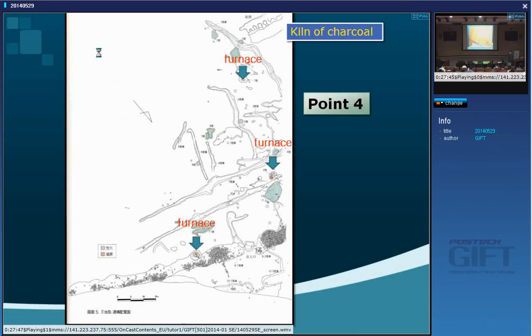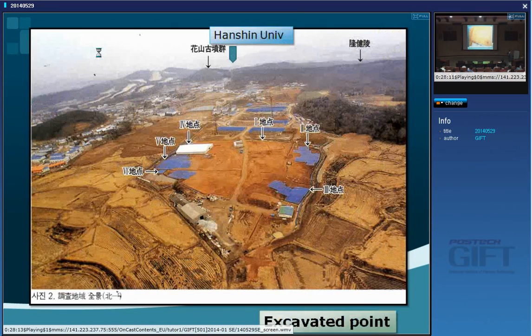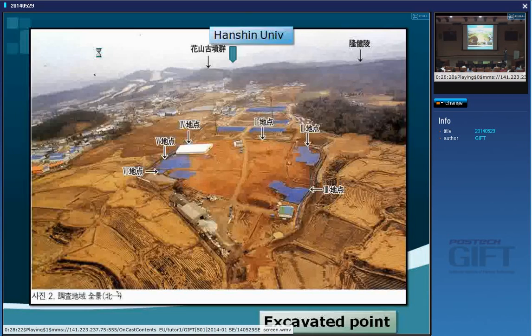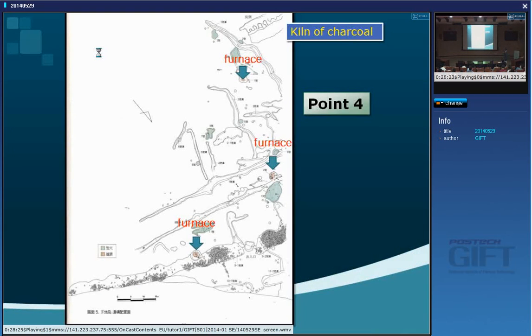And this is the result of the drawings, and this is the furnace. This furnace is not the smelting furnace, mainly a refining or hammering furnace. The smelting furnace is located in another place. The smelting furnace is mainly placed at this area, and this area mainly has furnaces of refining and hammering.